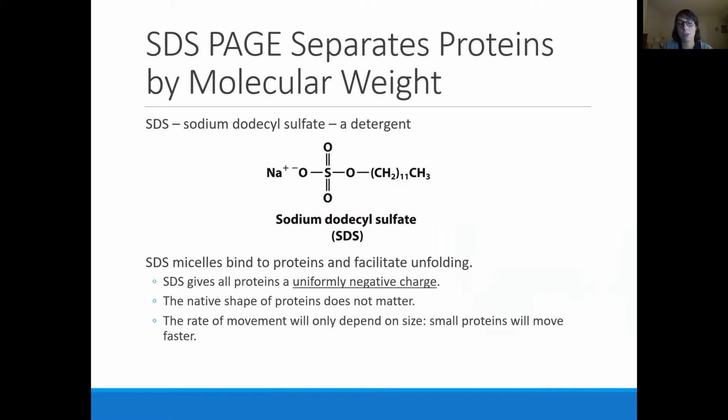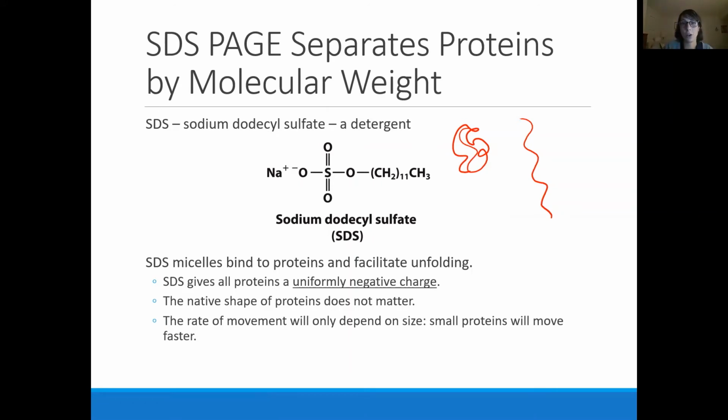Another type of gel is the SDS PAGE gel, the sodium dodecyl sulfate PAGE gel. This is where SDS, or sodium dodecyl sulfate, is added to the protein before it is put in a gel. Sodium dodecyl sulfate is a charged molecule, and it will unfold the protein. So there's nothing folded in it. It goes from being a folded clump to just a linear chain of amino acids.